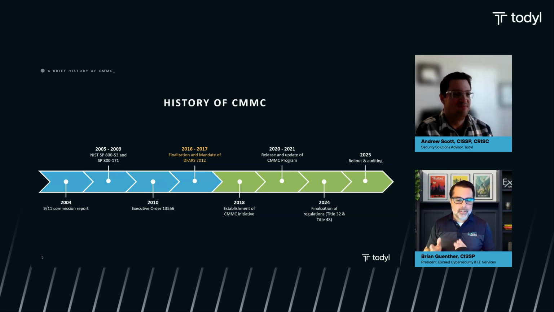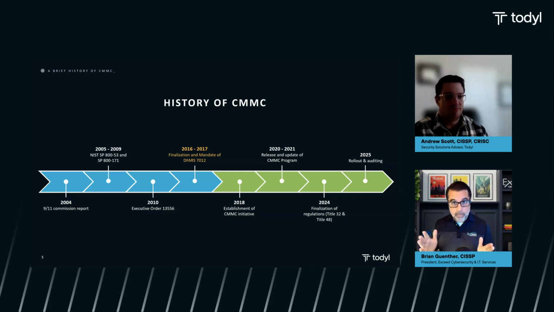So 2016 to 2017 is when we're in the finalization and mandate of DFARS 7012. What does that mean? Remember we talked about that acronym before: Defense Federal Acquisition Regulation Supplement. It's how the Defense Department buys products and services from its supply chain. 7012 is a shortening of 252.204-7012, which means, very basically, that you as a defense contractor will implement NIST 800-171 and all of its controls. They started baking that into contracts in 2017, and it's been in contracts ever since.